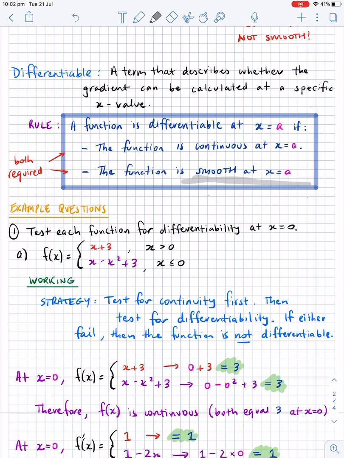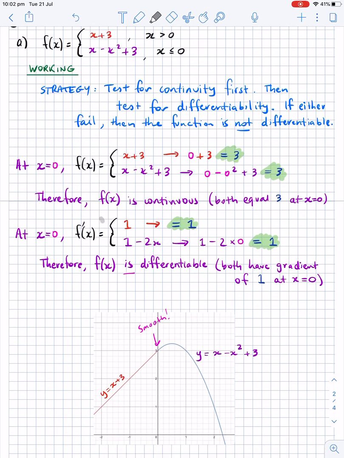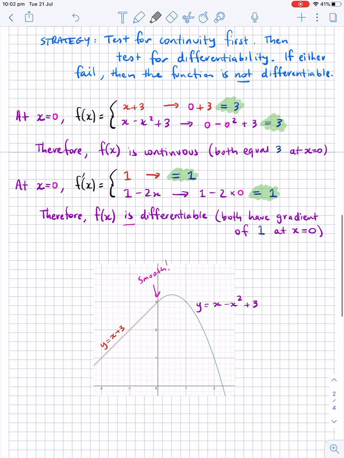Now we need to show that it's smooth for something to be differentiable. So how do we show that it's smooth? Well, we need to take the derivative of this piecewise function. The derivative of x plus 3 is just 1. No matter what x is, the gradient's always going to be 1. For this one here, the gradient's going to be 1 take away 2x. Now we want to know what the gradient is at this crossover point, when x is equal to 0. So 1 minus 2 times 0 is equal to 1 as well.